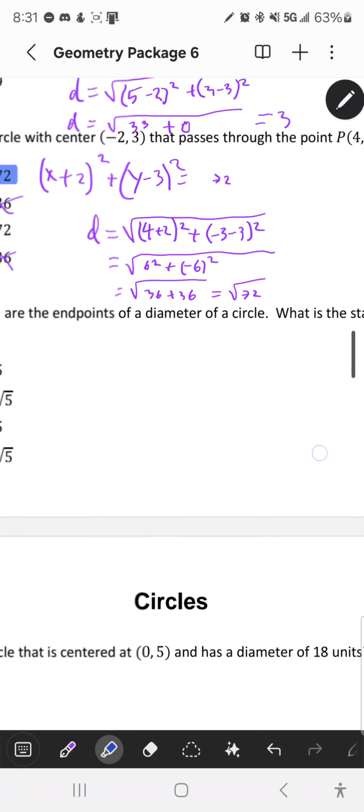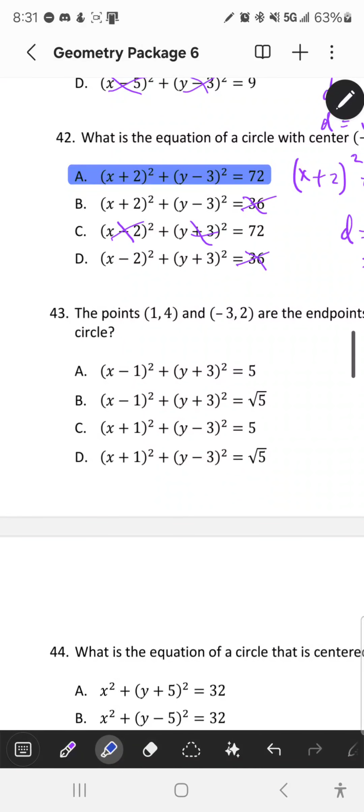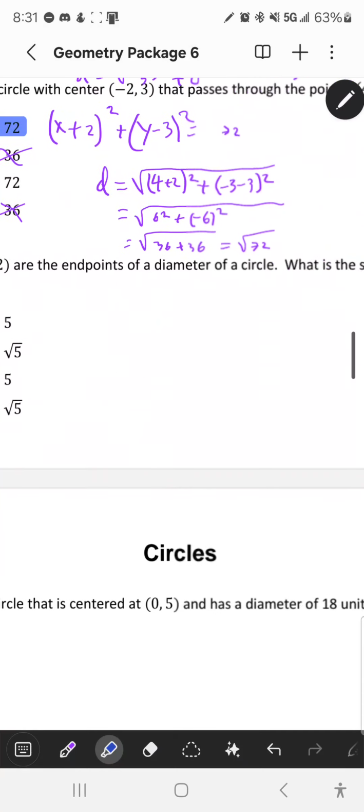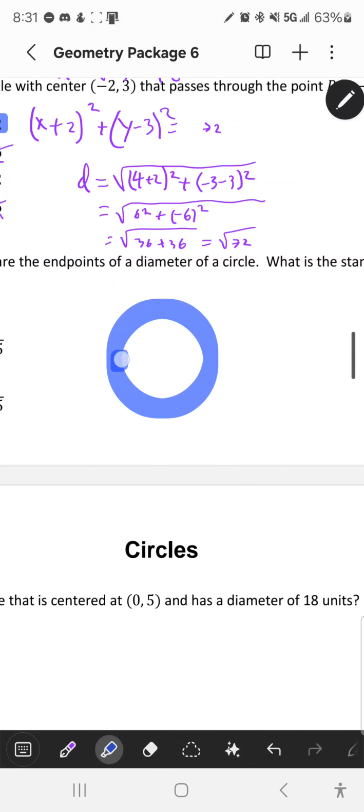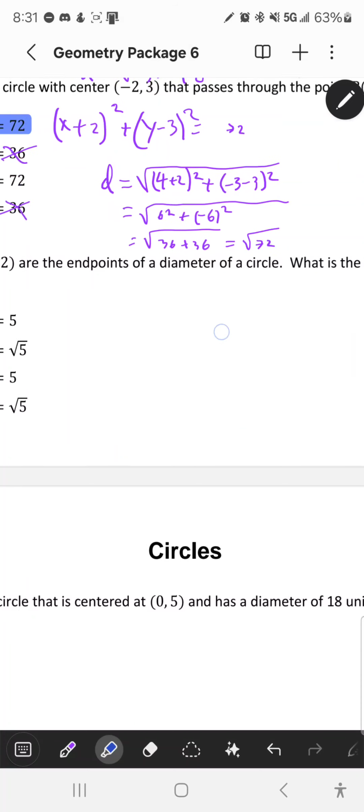Now let's see 43. The points 1, 4, and negative 3, 2 are the endpoints of the diameter of the circle. What is the standard equation of the circle? First, we need to calculate the midpoint. Why? Because the middle point of the diameter is the center. If you have a circle like this and you make a diameter, this middle point right here is the center. The diameter goes through the center, and it's always like that.